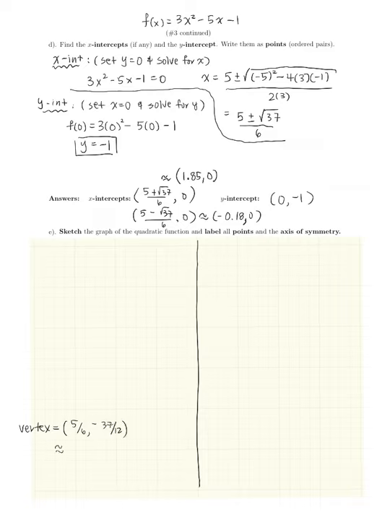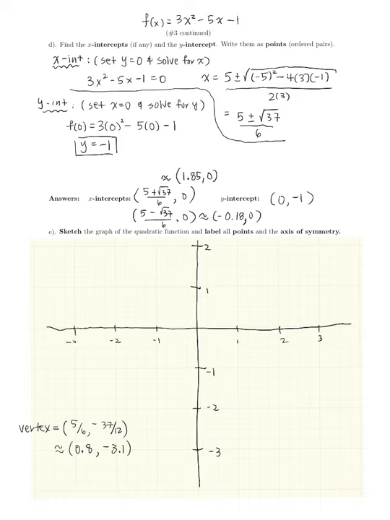That's another ugly number, so approximately it is 0.8, comma, negative 3.1. I'm just going to have to plot that approximate value. The y value is going to go to negative 3.1. So let me draw the y-axis here. Pretend that's straight. I'm going to make my grid 1, 2, negative 1, negative 2, negative 3, and 1, 2, 3 on the other axis, negative 1, negative 2, and negative 3.